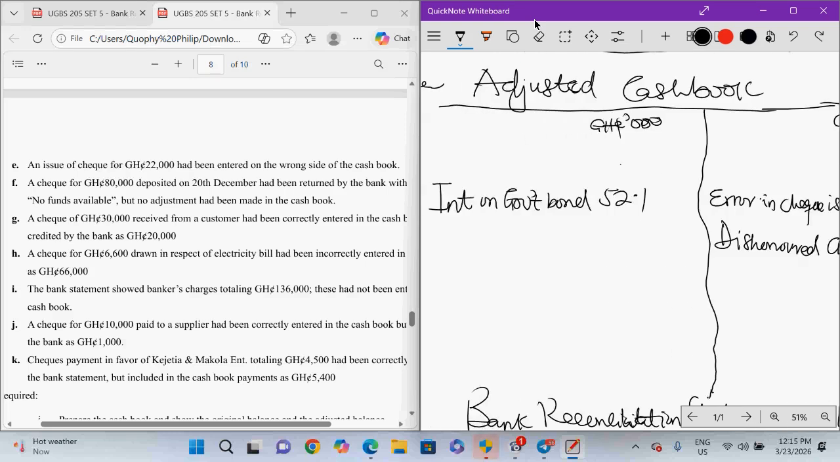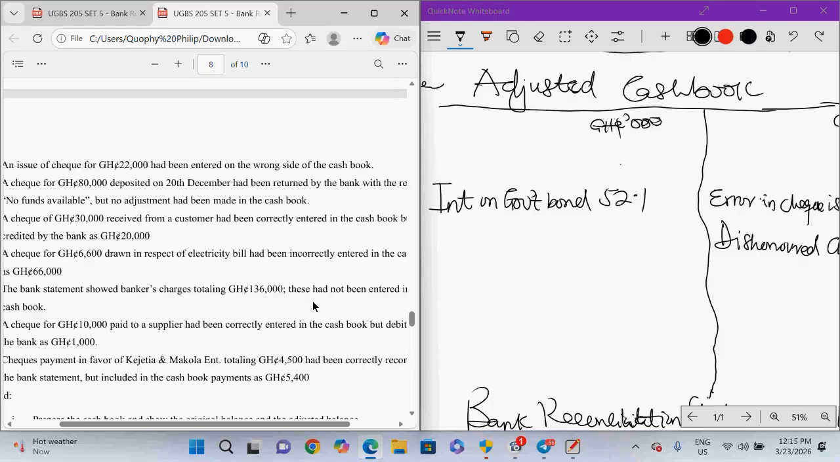A check of 30,000 received from a customer had been correctly entered in the cash book, but credited by the bank as 20,000. So a check of 30,000 received from a customer had been correctly entered in the cash book. We don't have a problem with the cash book, no adjustment here. But it has been credited by the bank as 20,000. Oh, by you bank, something that is 30,000, you've recorded 20,000. Oh, you want to cheat us? No. So the adjustment has to be done in the bank reconciliation statement.